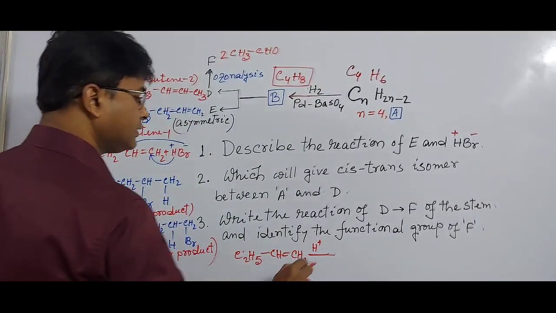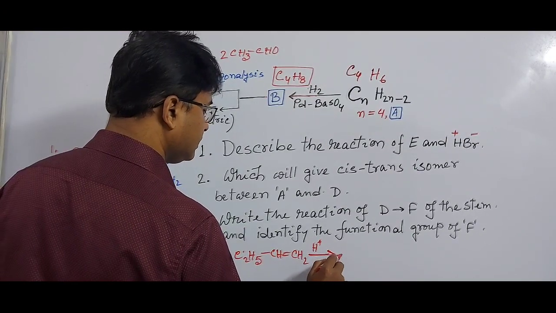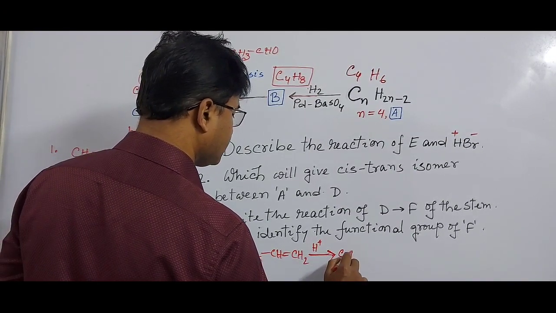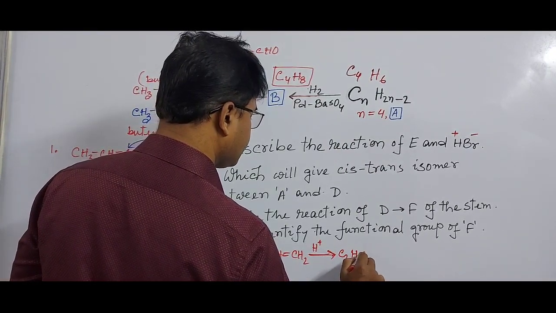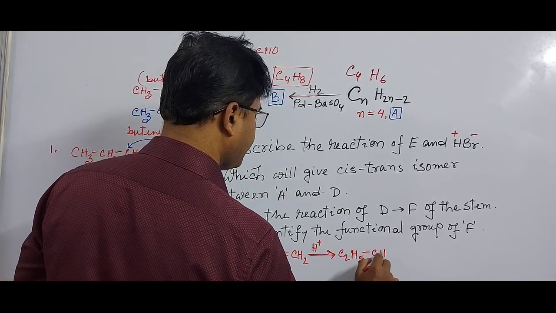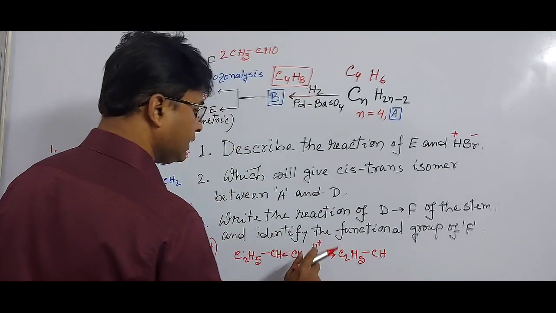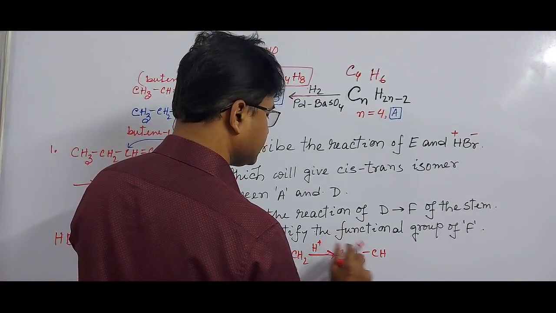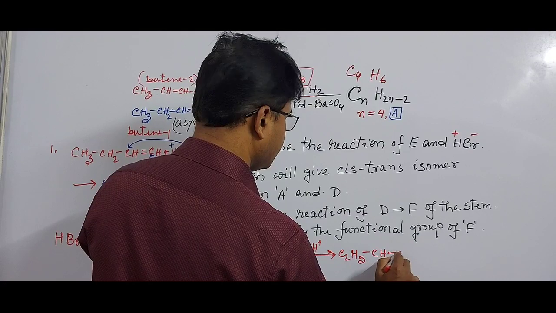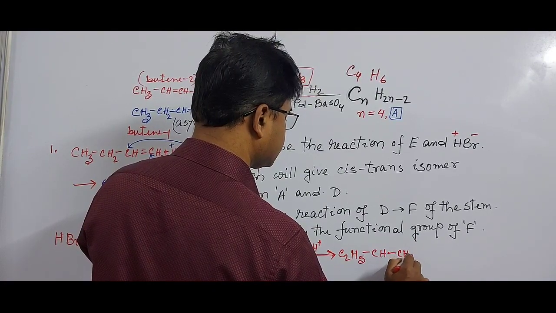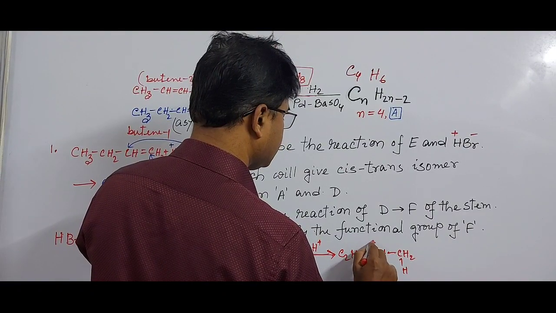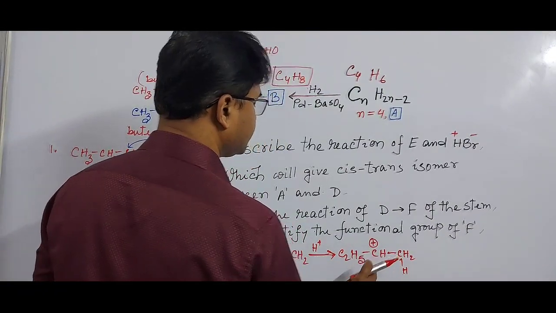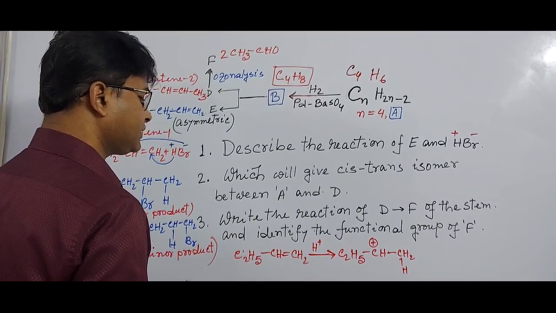and there is also a chance of two different products. If the hydrogen ion bonds with the first carbon, the 2-degree carbonium ion is produced.